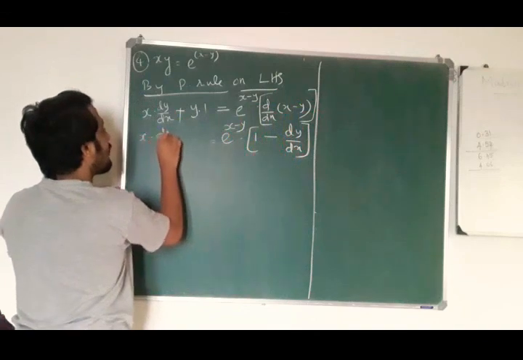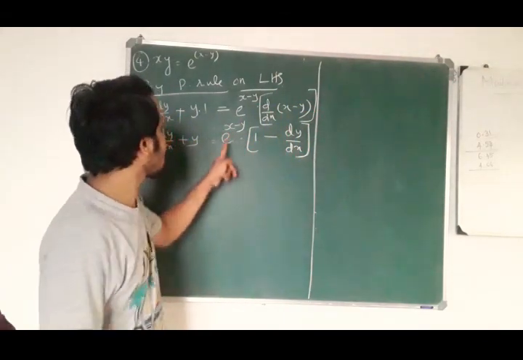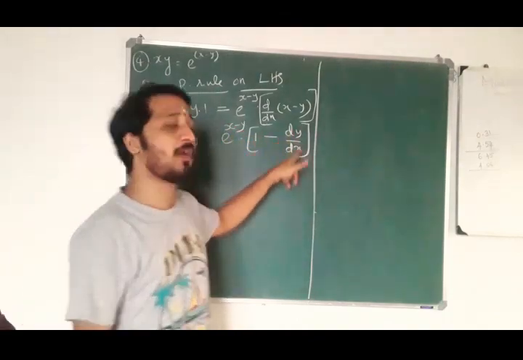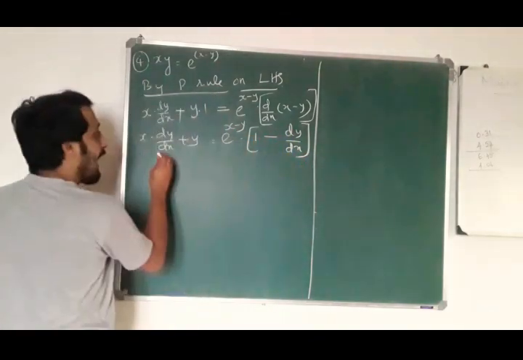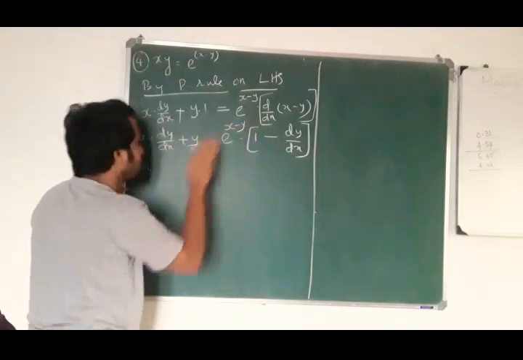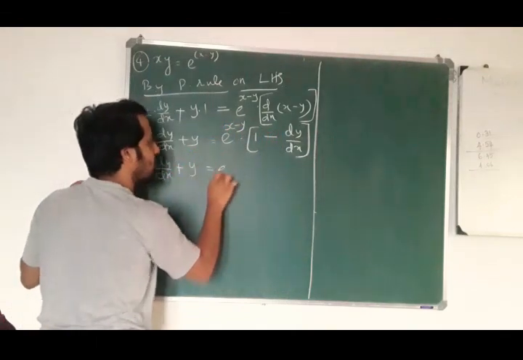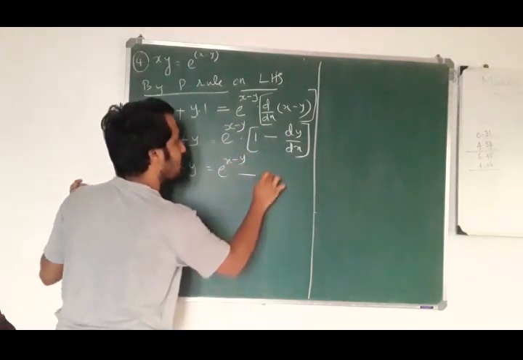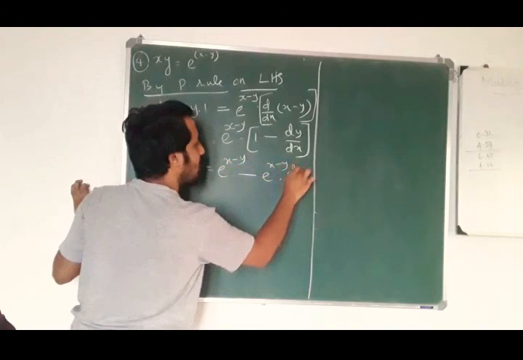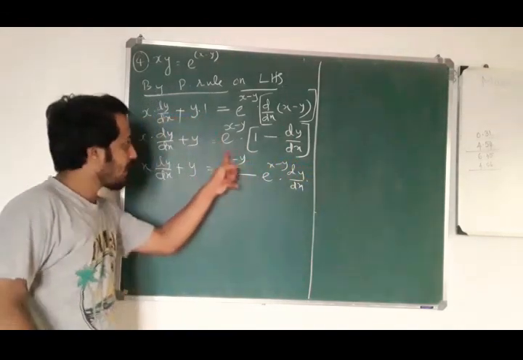So x into dy by dx plus y is equal to e power x minus y into 1 minus dy by dx. So I am going to expand this bracket, that means I am going to remove this bracket. Listen here carefully. x into dy by dx plus y is equal to e power x minus y minus e power x minus y into dy by dx. Yes or no? So far I have removed the bracket.